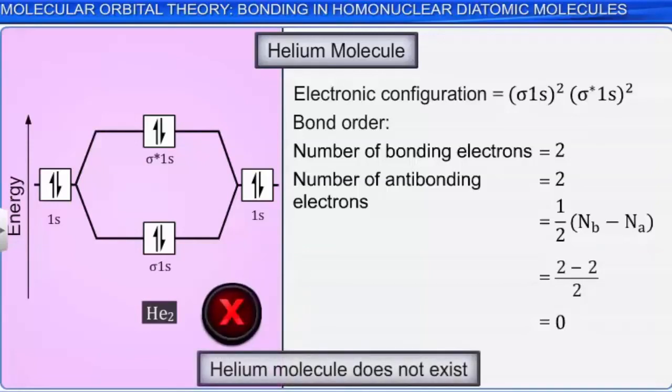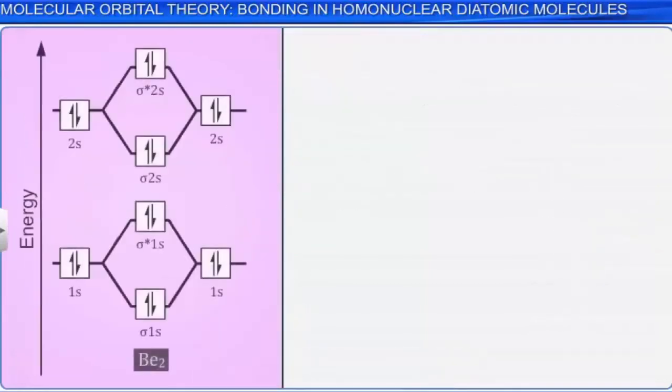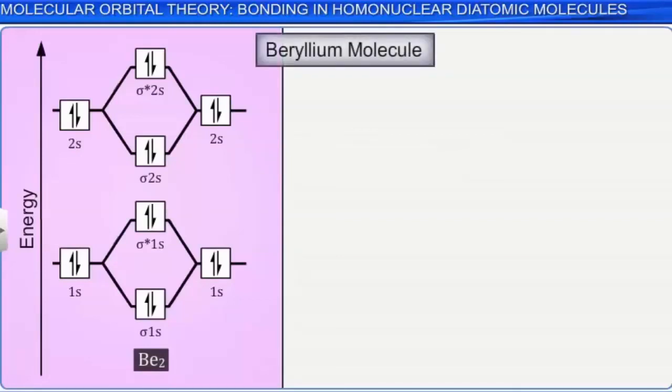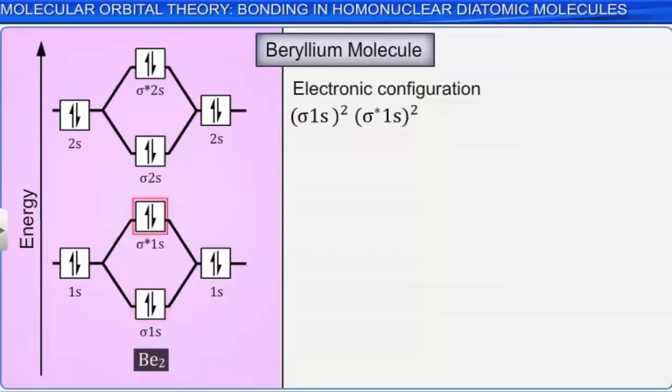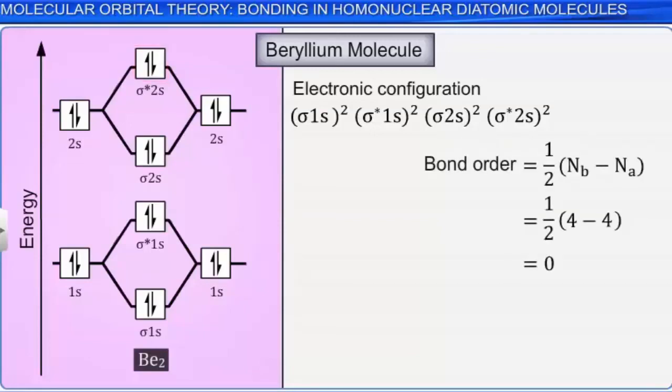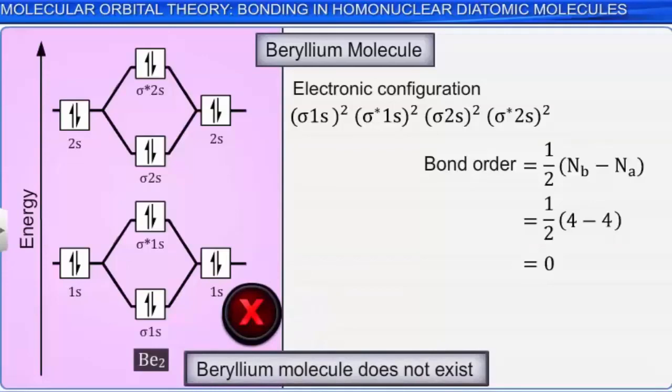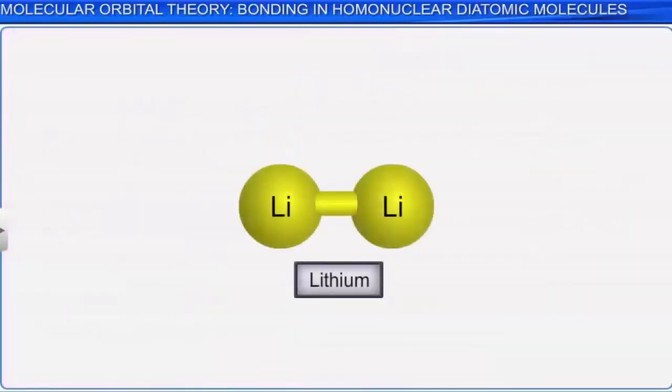Similarly, a beryllium molecule with an electronic configuration of sigma 1s2, sigma star 1s2, sigma 2s2, sigma star 2s2, and a bond order of 0 is considered to be non-existent. Now let's see the bonding in a lithium molecule. A lithium atom has an electronic configuration of 1s2 2s1.